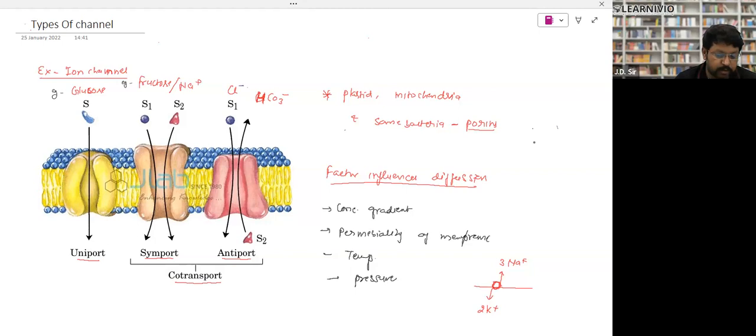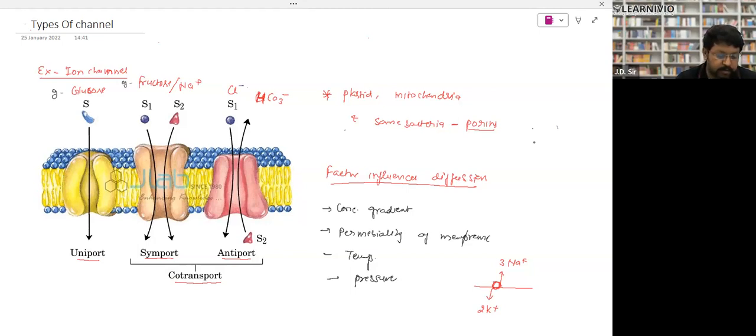Next one. In antiport method of co-transport, both molecules move in opposite directions. Full stop. Next point.